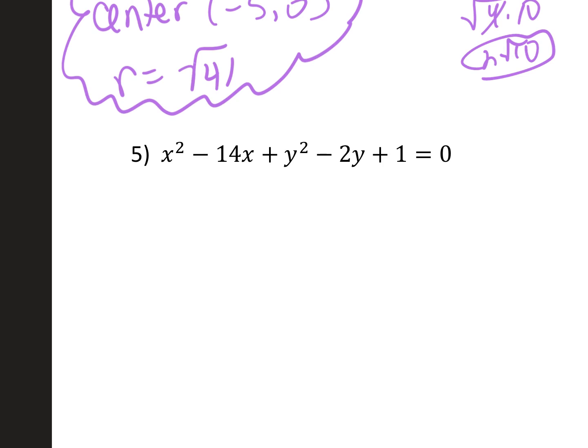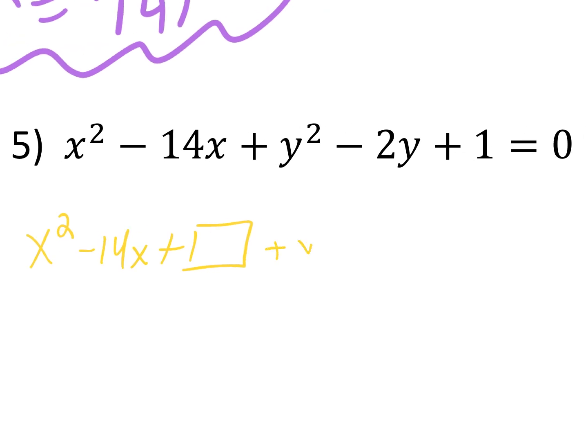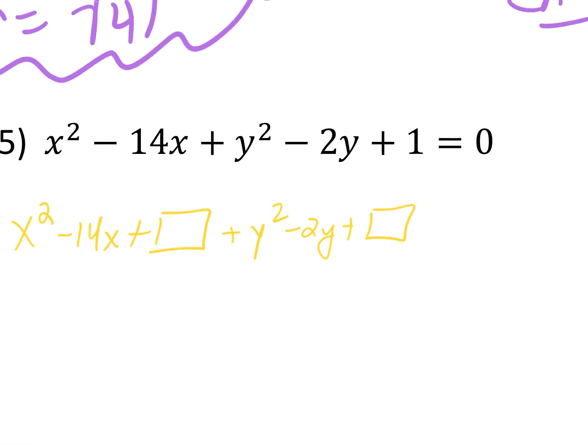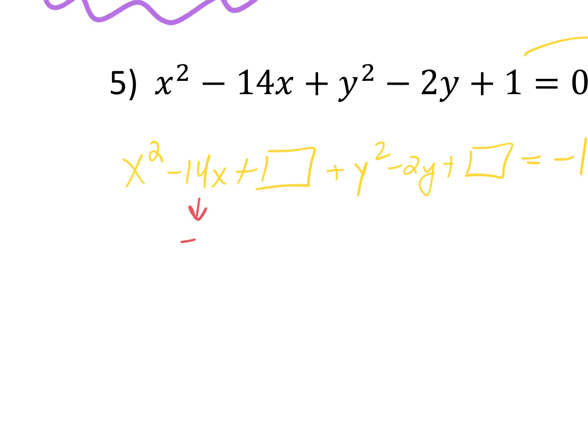Let's look at the next one. You guys are doing great. I appreciate it. All right, x's together. So x squared minus 14x plus your square plus y squared minus 2y plus your square. What happens with that positive 1? We scoot it over. It becomes -1. Good. So again, we take our b term. -14 divided by 2 equals -7. Okay, good. So my parenthesis here is x minus 7 squared.